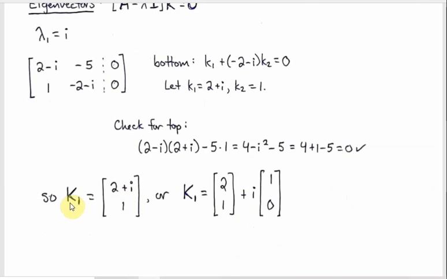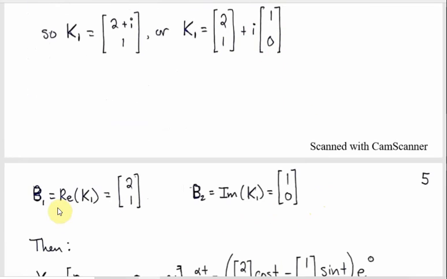All right. Well, then big K1, our eigenvector, can be written out as (2 plus i, 1). Or we can write it this way to separate it out, where we've got the real part and the imaginary part. So 2, 1 are the real parts, and for the imaginary parts, we've got a 1 on the top because we've got that i. We've got no imaginary part in the bottom, so that's just a 0. Then B1 is going to be the real part, just like it was before. B2 is going to be the imaginary part, so respectively (2, 1) and (1, 0).